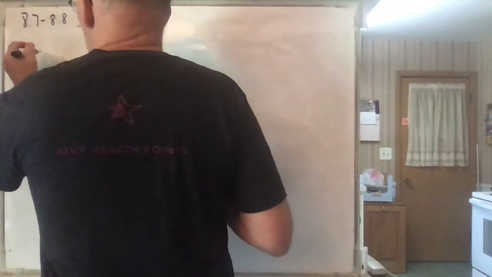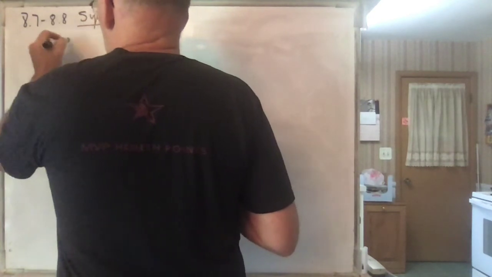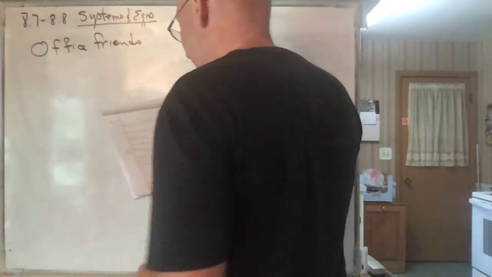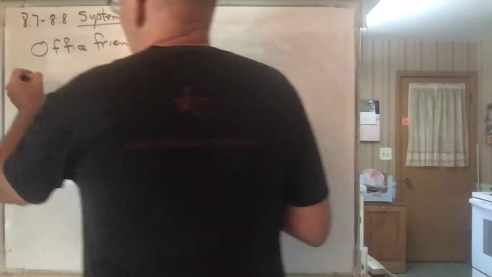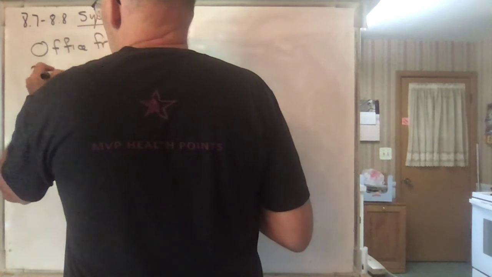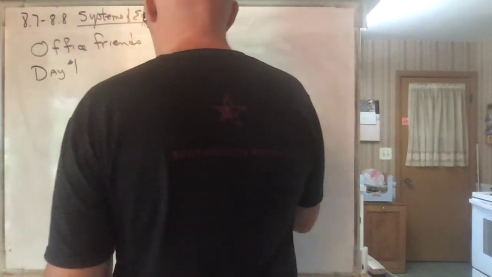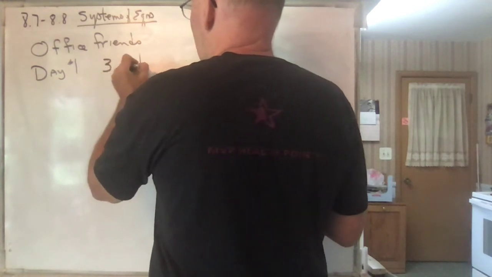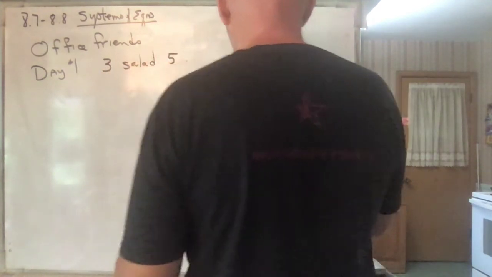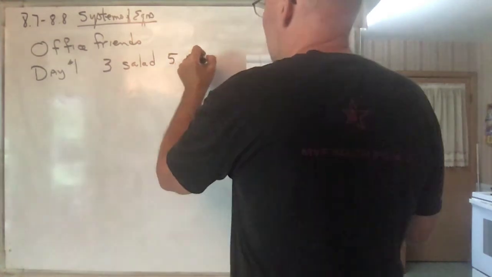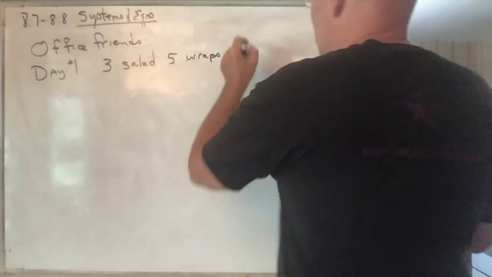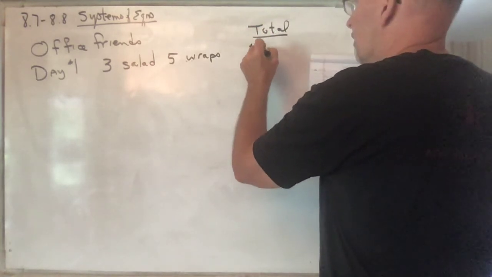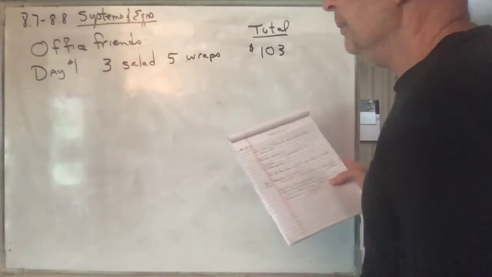Suppose you have a group of people, office friends, and they go out for lunch together. And on day 1, 3 of them have salad, and 5 of them have wraps. We'll say they're wraps. And the total is $103 for all 8 of them.